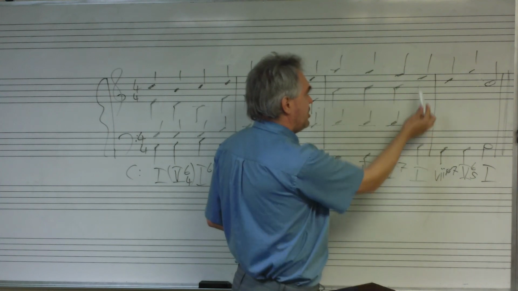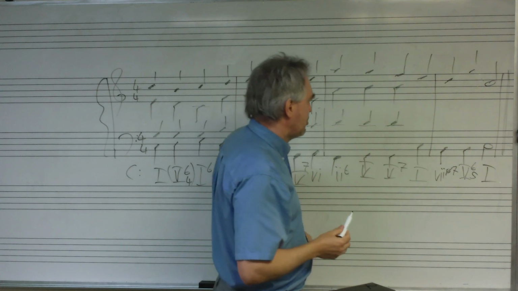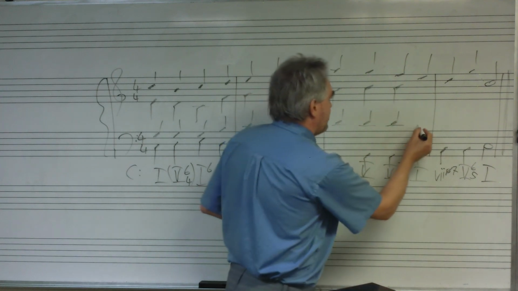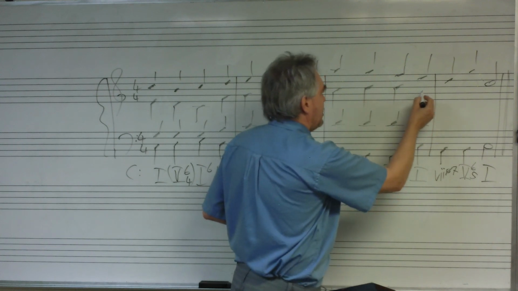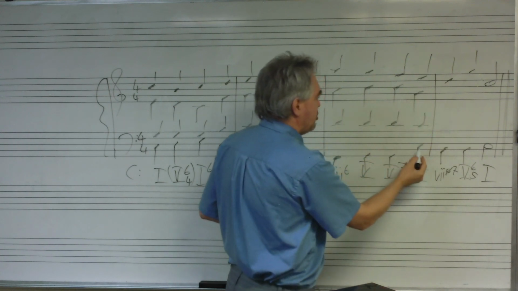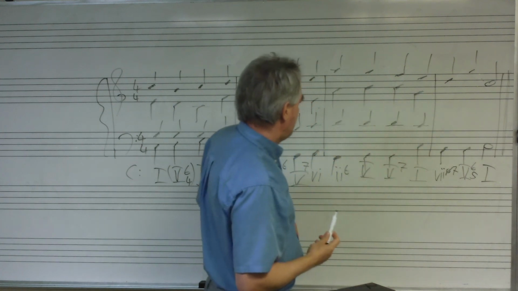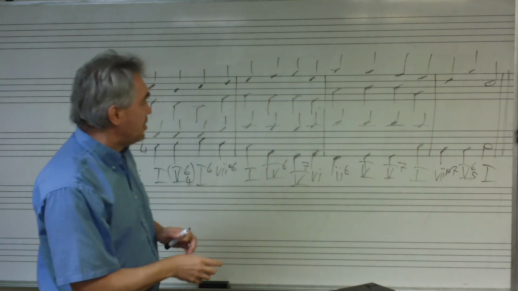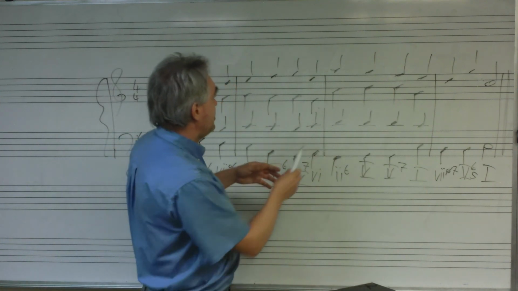We already have a C, we have an E. We don't want to double the E, the third of the chord. We can go down here in the tenor to C and leap down to the G, so we have C, C, E, G. We double the root of the chord. So before we go too far, let's do our error detection.